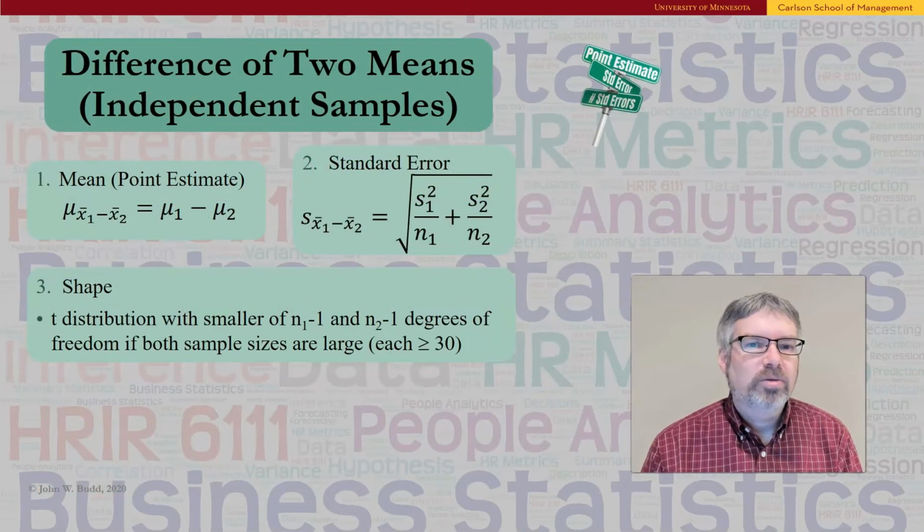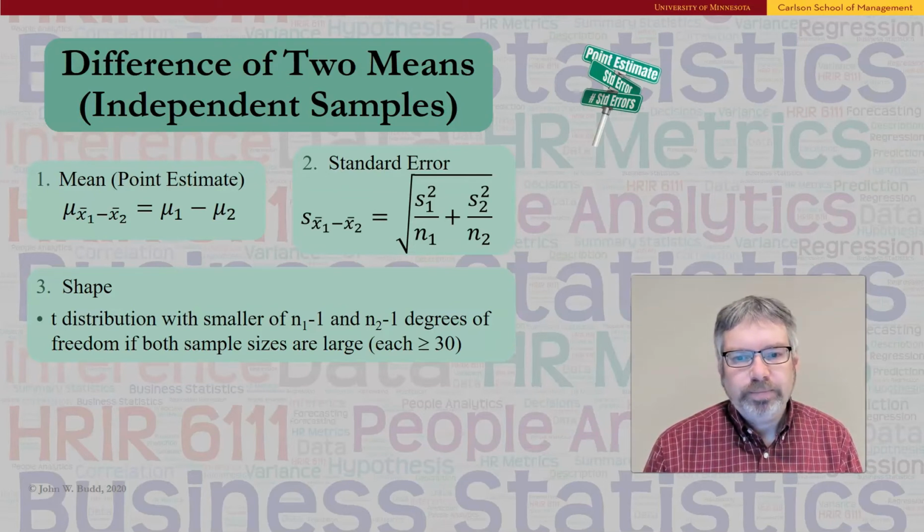So let's start first with the differences in two means. So this is the sampling distribution for x bar 1 minus x bar 2. All sampling distributions have three things that are important for us to know: a mean, a standard error, and a shape. The mean of the sampling distribution of x bar 1 minus x bar 2 is just the difference in the two true population means. The standard error is shown there in the second box. It's just the square root of the sum of each sample variance divided by its respective sample size.